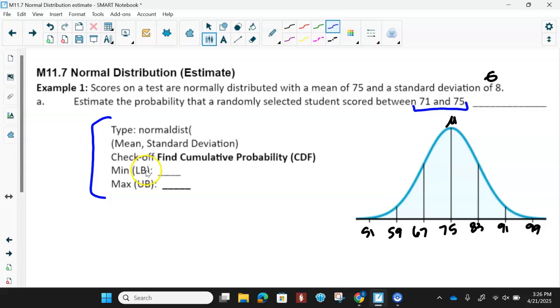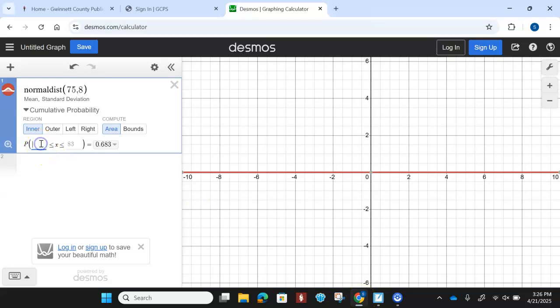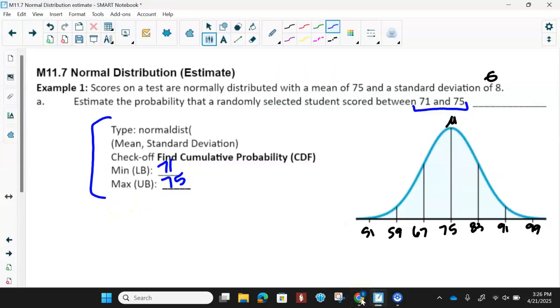So now we've got to figure out what we are talking about here. There's this concept of the minimum, which is the lower bound. Well, we're going 71 to 75. That is what we're trying to find the probability of. So that means here we have 71 as our lowest and 75 as our highest. And that probability is 0.191, which is about 19.1%. So that is the probability of choosing a student between a score of 71 and 75.